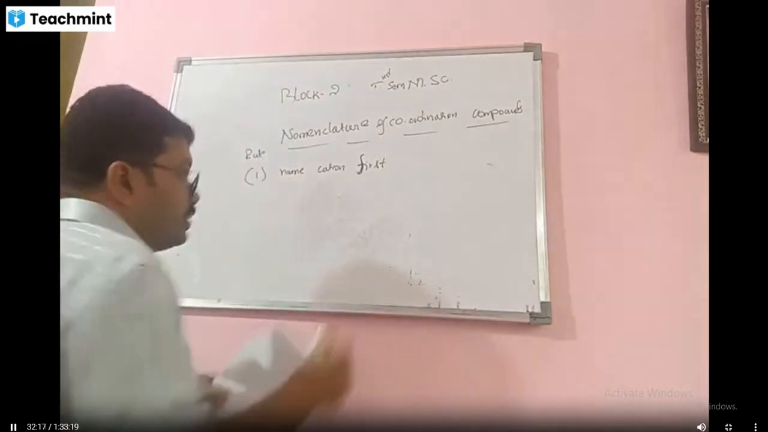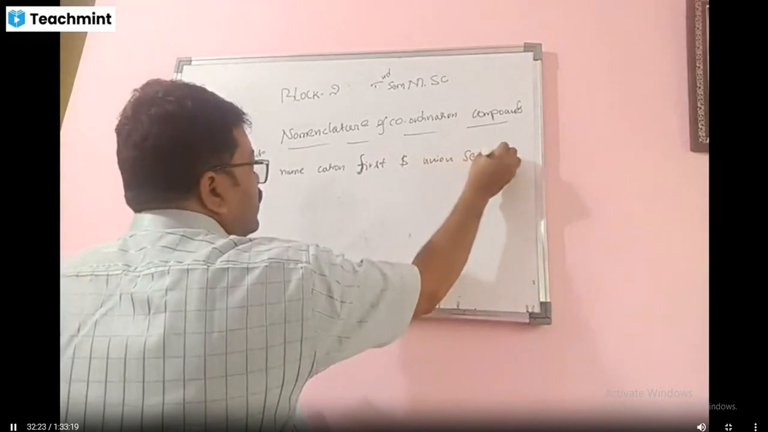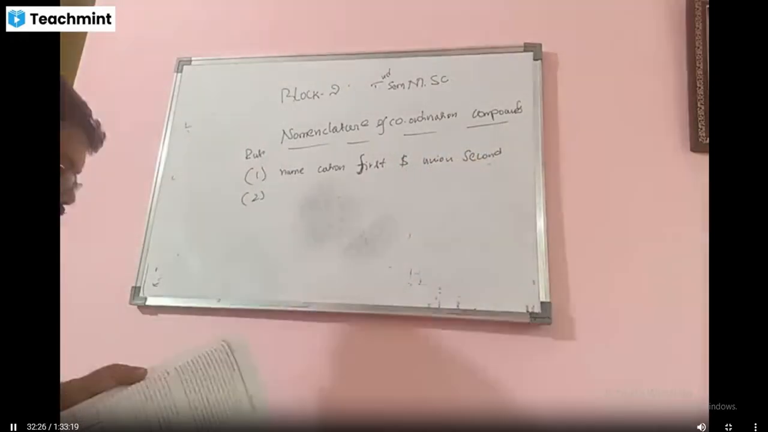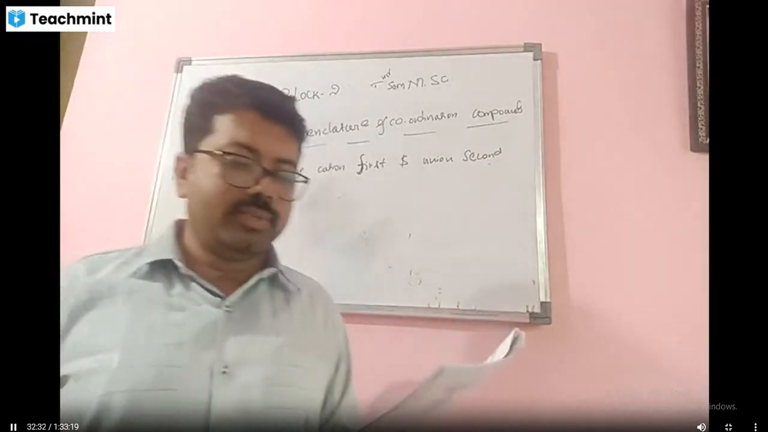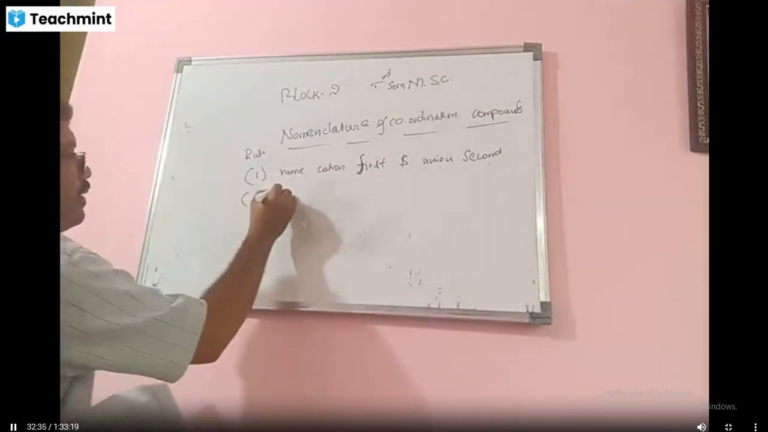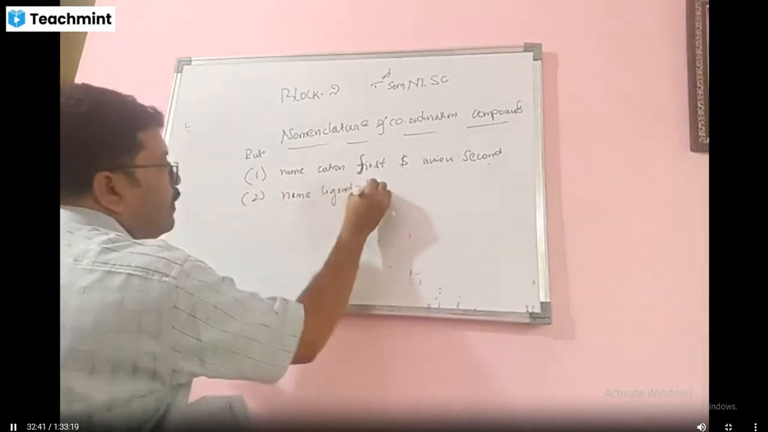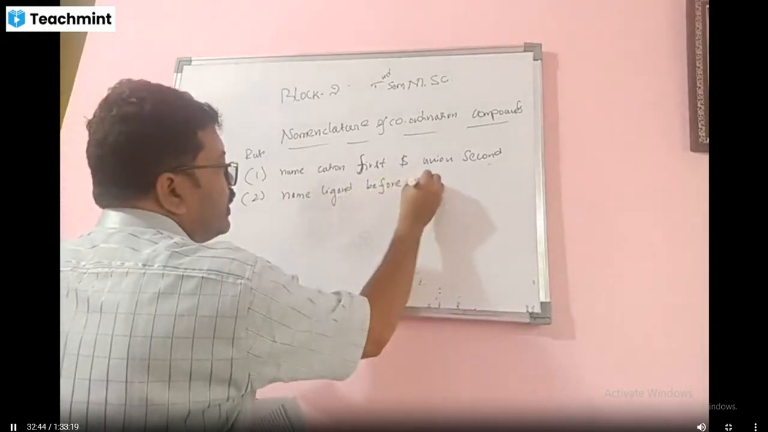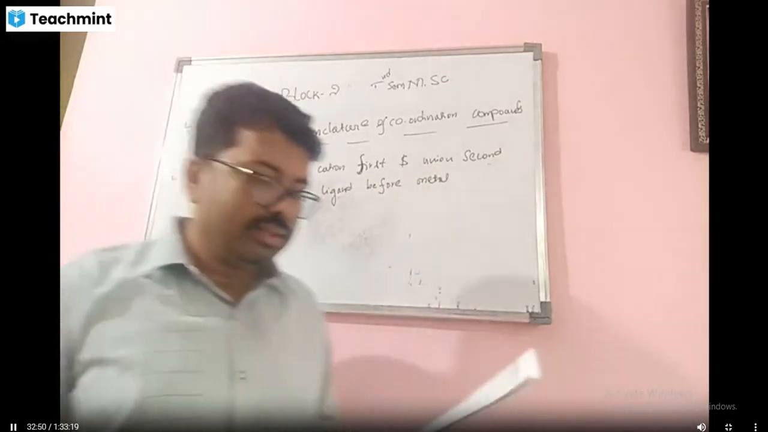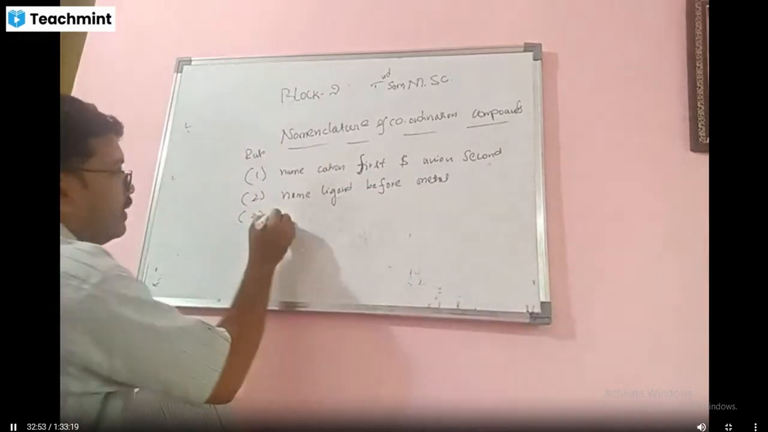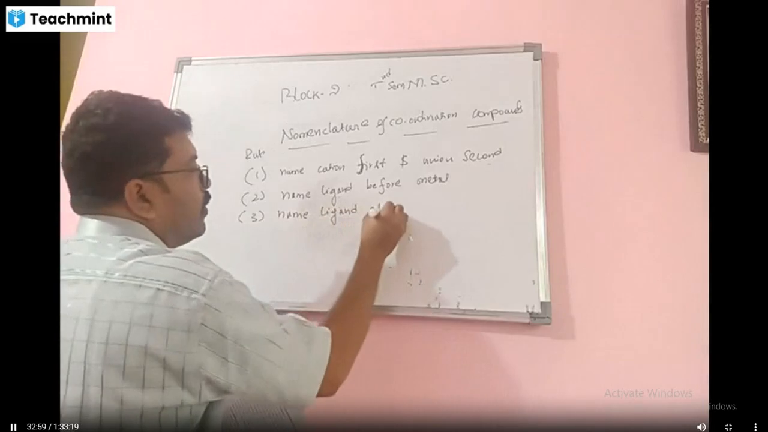And then the second rule. Within the coordination sphere, already told what the coordination sphere is, name the ligands before the metal. Name the ligands alphabetically.